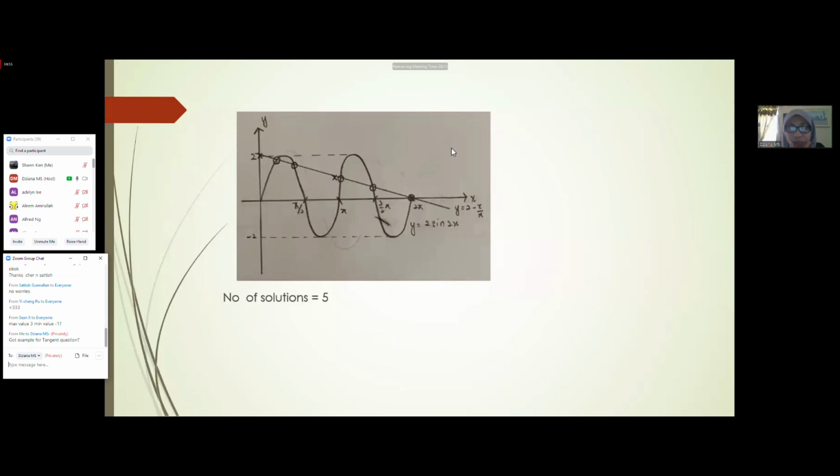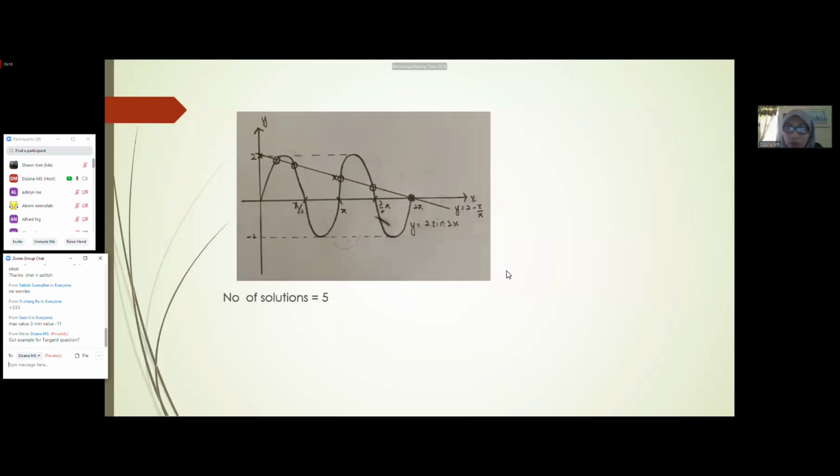Any more question? Teacher, is it possible that the number of solutions will be 0? Yes. If the straight line and the curve don't intersect, it can be 0. Right? Any question?